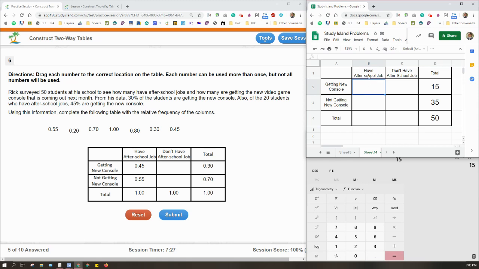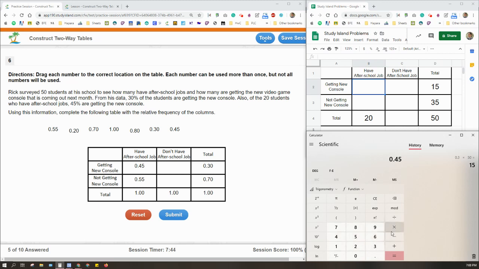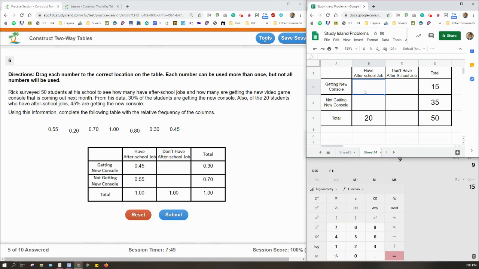Now we can go over to the have-after-school-job column. It told us that of the 20 students who have after school jobs, so this total is 20 kids, 45% of them are getting the new console. So 0.45, which is 45%, times the 20 kids total is equal to 9. So there's a 9 in this box. This is the box for kids who have an after school job and are getting the new console. That means that this value right here must be 11, because 9 plus 11 adds up to the 20 total.